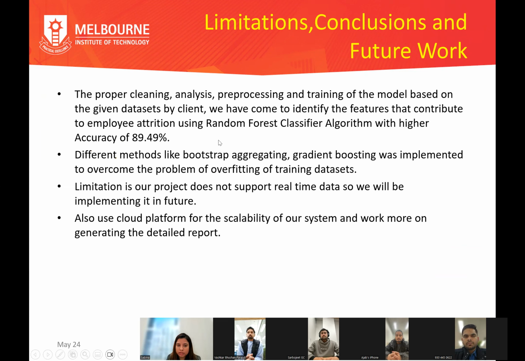As a conclusion, we found that the random forest classifier was the best algorithm for us, with an accuracy of 89.49%. After applying different methods like bootstrap aggregating and gradient boosting, the problems of overfitting and bias were reduced. The limitation of our project is that it doesn't support real-time data, so we can implement that in future. Also in future, we can use a cloud platform for the scalability of our system, and we can also work on generating a detailed report.